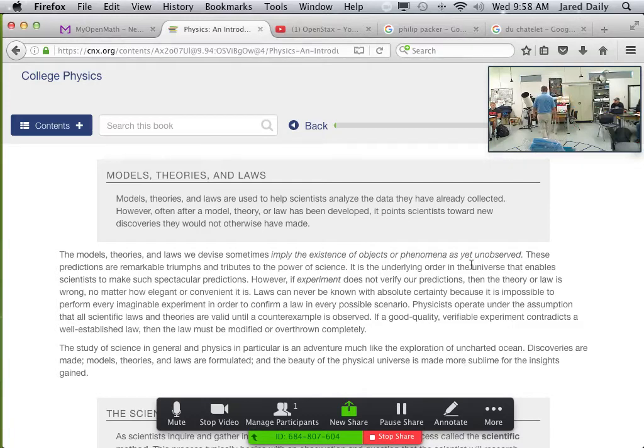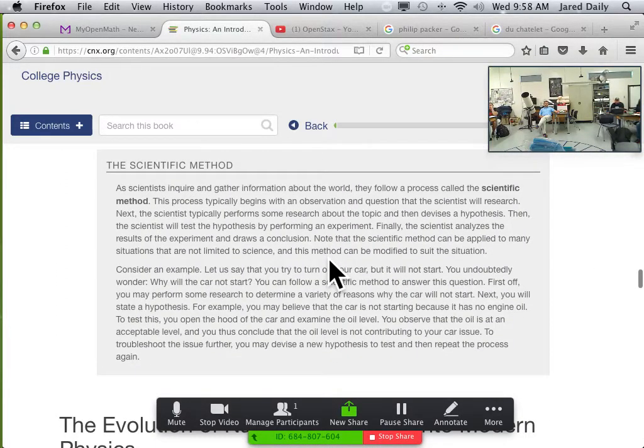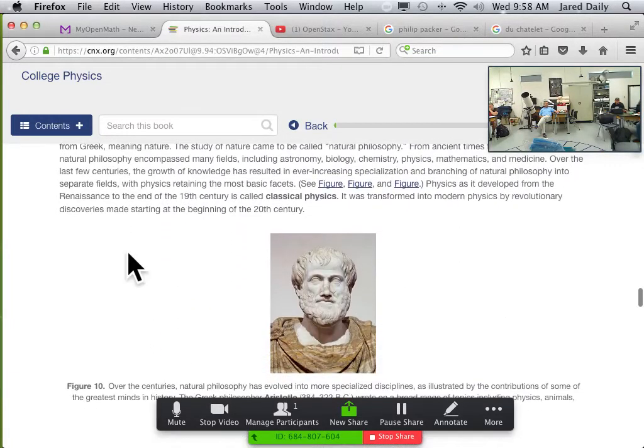Models, theories, laws, axioms. We need to understand them because we're going to use them quite a bit. Notice here that our scientific method in physics doesn't have a list of things. We don't have the create a hypothesis. It's just kind of a couple paragraphs talking about that stuff.